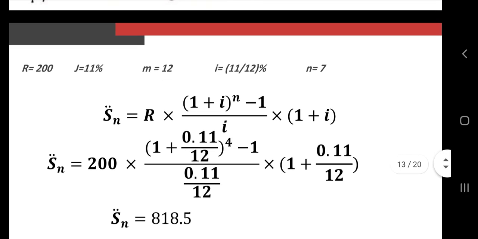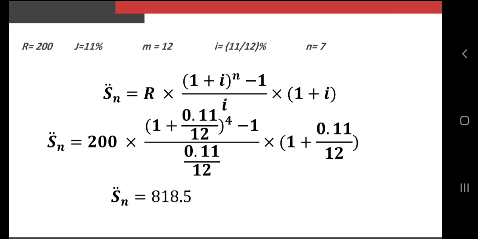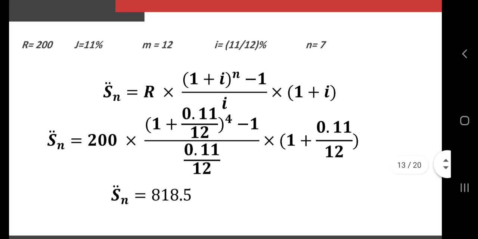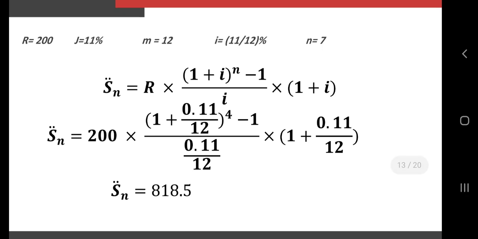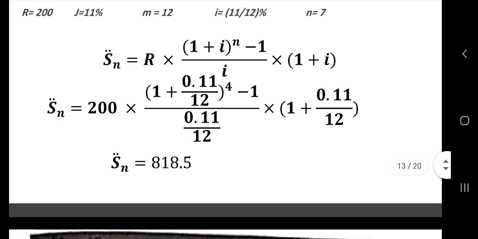R equal 200, J equal 11%, M equal 12, and I will be equal 11% over 12. And there are 7 unpaid annuities, so N will be equal 7. In the formula of S double dot N equal R times S sub N, so S double dot N equal 200 times 1 plus 11% over 12 all to power 7 minus 1 over I times 1 plus 11% over 12. So S double dot N will be equal 818.5.